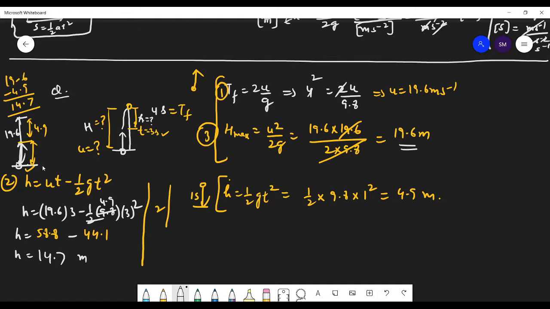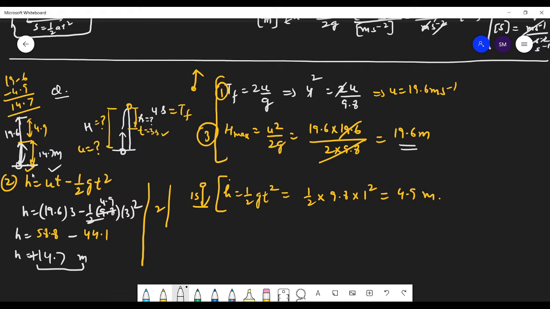See, look at the beauty. I told you, students. See, here the sign is plus, right? So plus means upward. And how much upward? From the beginning, it's 14.7 meter upward. So now you have to tell how much it is from the down. So you have to subtract it.